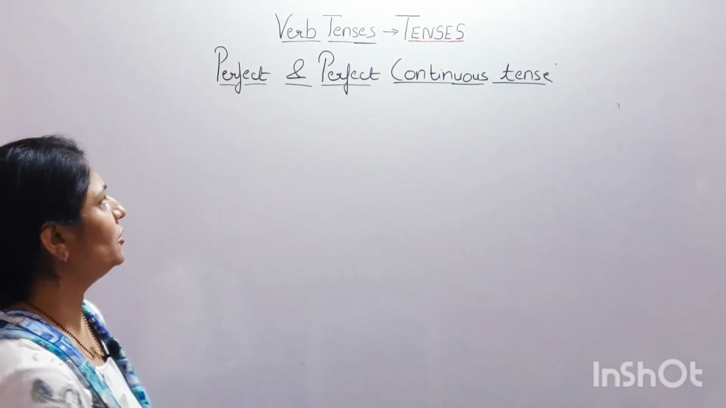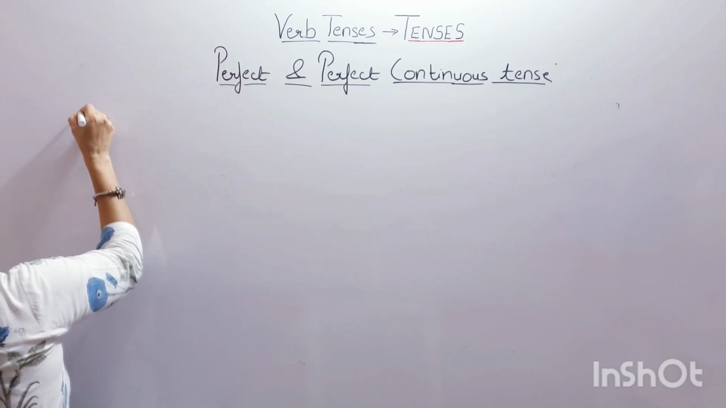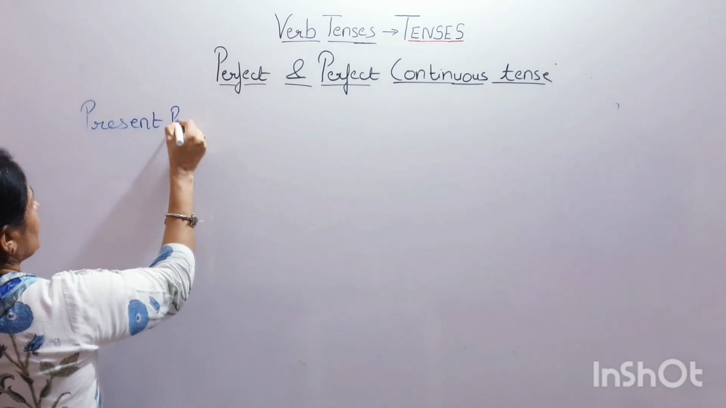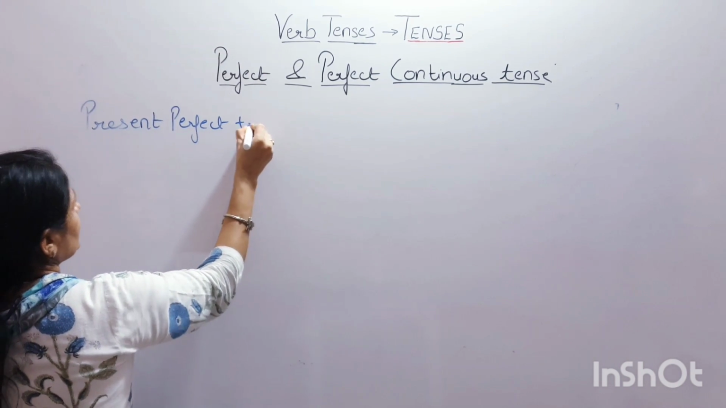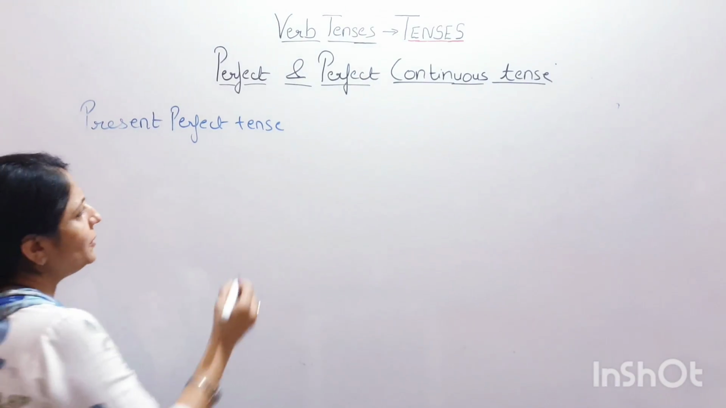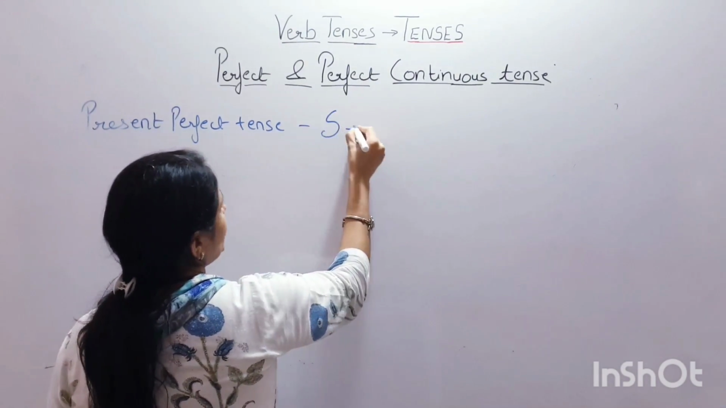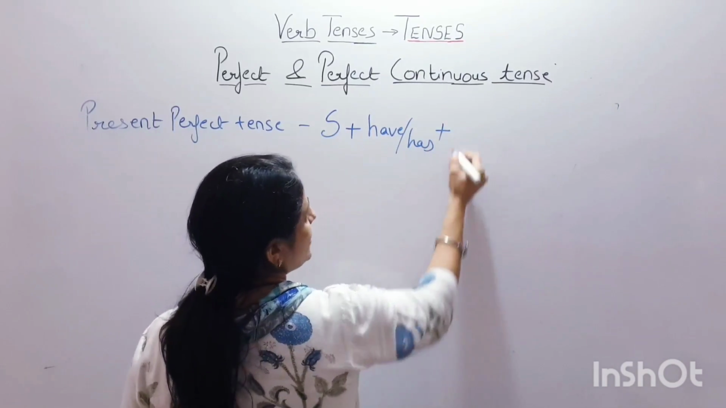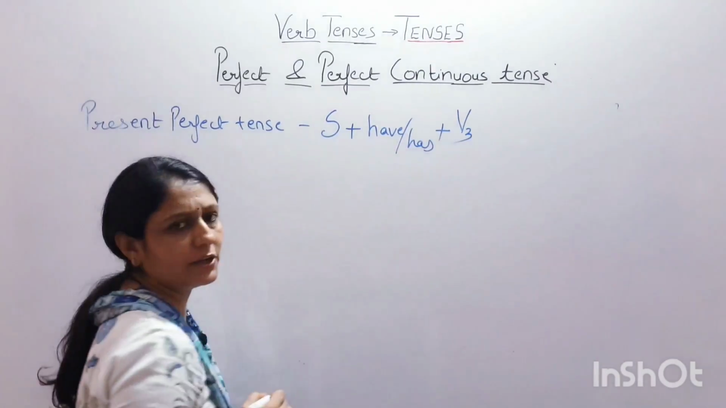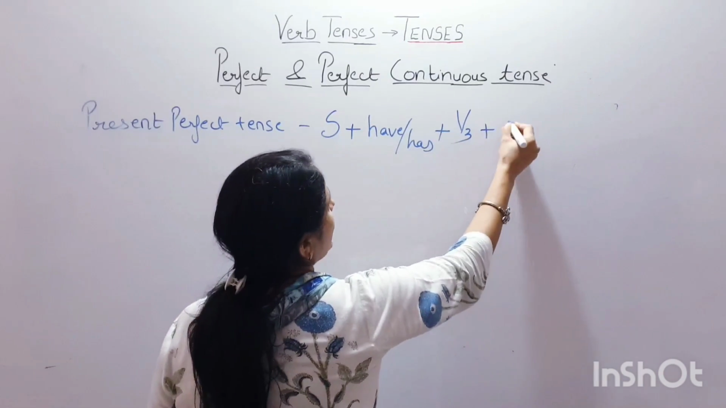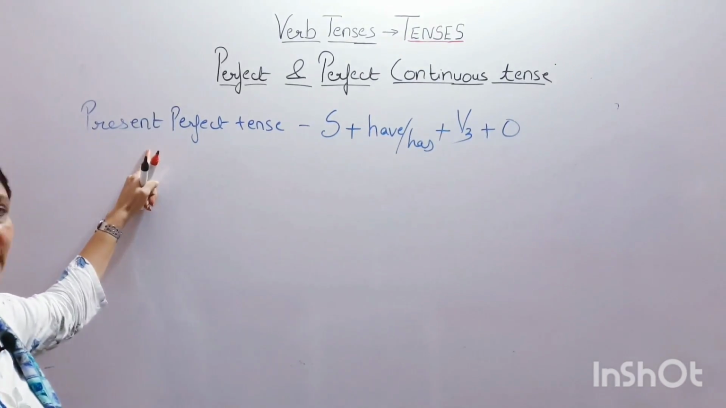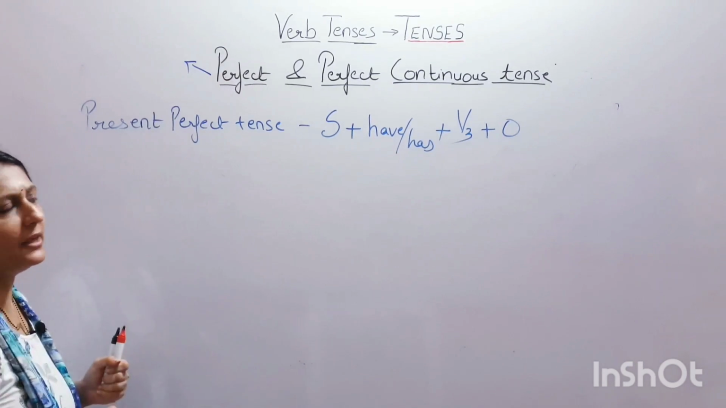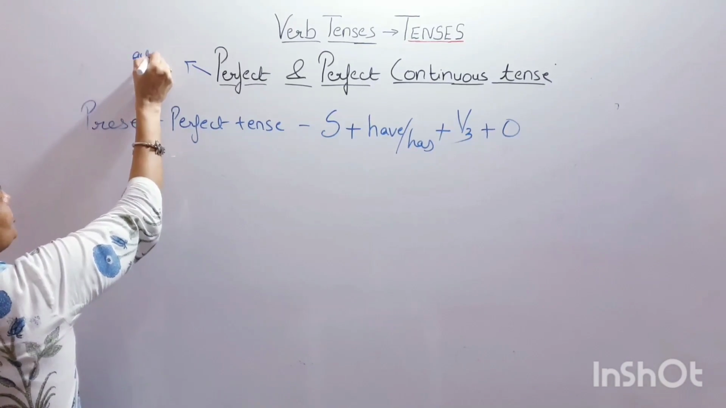So once again I am giving you the formula of present perfect tense. The formula we did was subject plus have or has plus which verb form I had told you? It is always the verb form 3 plus object. Here the condition was we talk perfect. I also told you what was the meaning of perfect: action already done.